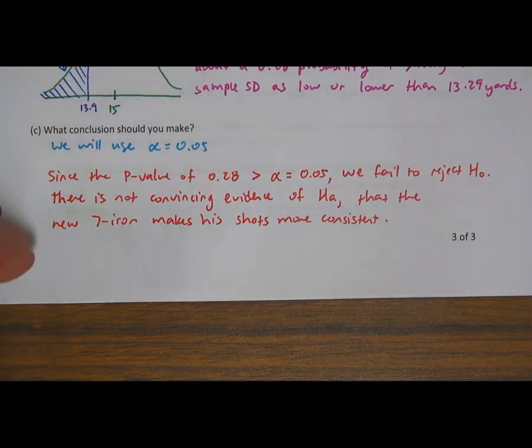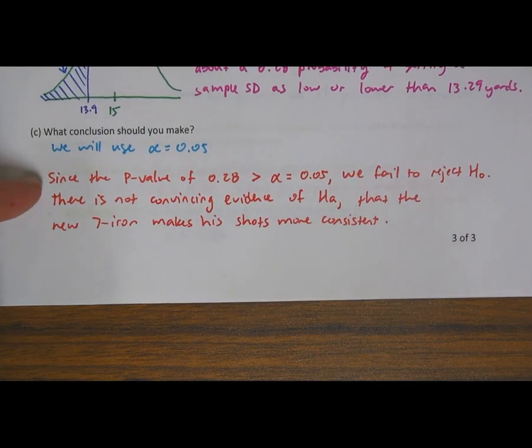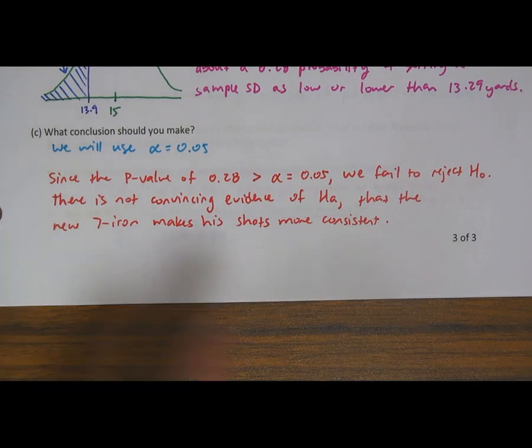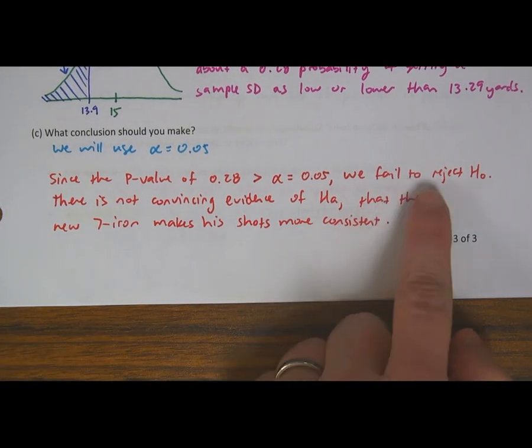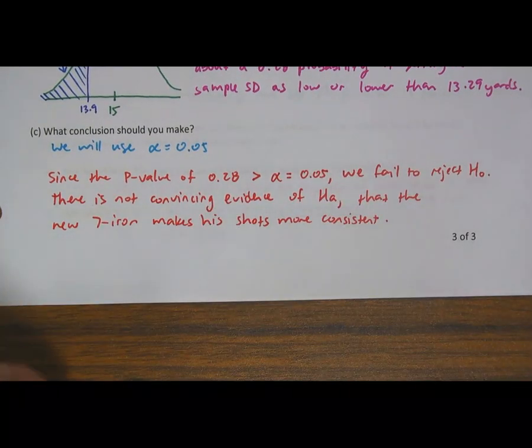So all of these components are necessary. Compare the p-value to the significance level. Say whether you reject or fail to reject the null, and then the last sentence is either there is or is not convincing evidence of HA in context. That's it. And that's all you're going to practice today, and then I'll lead you into doing more of the calculation stuff next time.